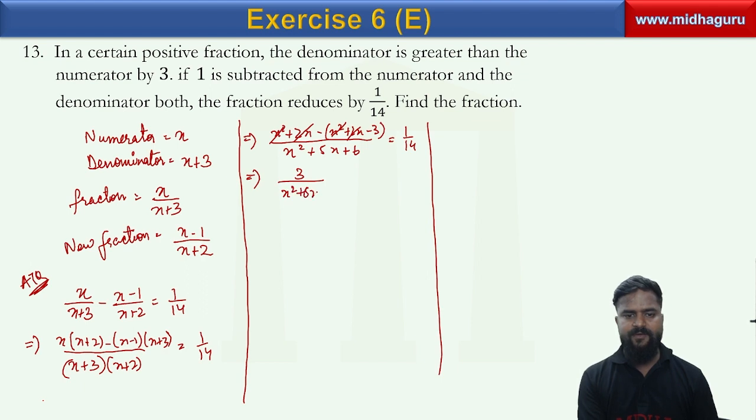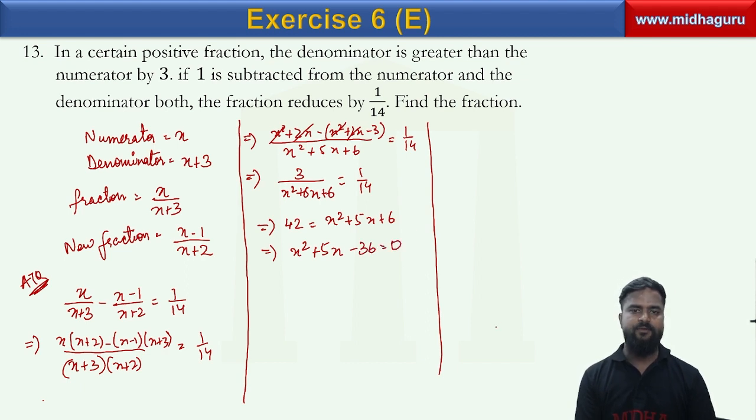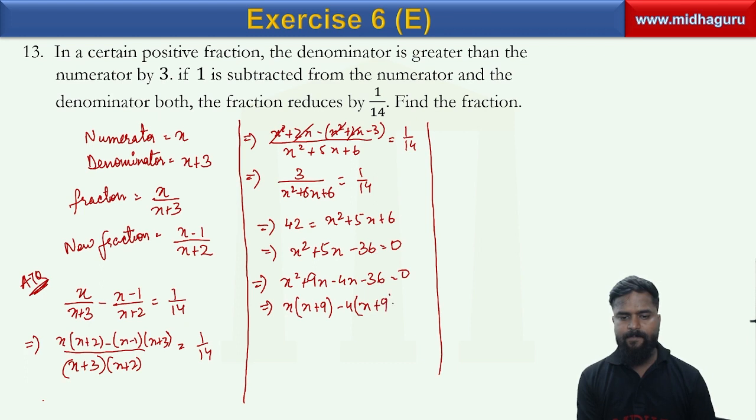So we have 3 by x square plus 5x plus 6 is equal to 1 by 14. We multiply 14 up there and 3 to all the terms here. We get 42 is equal to x square plus 5x plus 6. Now what we'll do is we'll bring 42 to this side. So the new equation is x square plus 5x minus 36 is equal to 0. Now we'll split plus 5 such that the product is minus 36. So we'll write x square plus 9x minus 4x minus 36 is equal to 0. So we take x as common, then we take minus 4 as common. So we get x minus 4 into x plus 9 is equal to 0. So x is either equal to 4 or equal to minus 9.